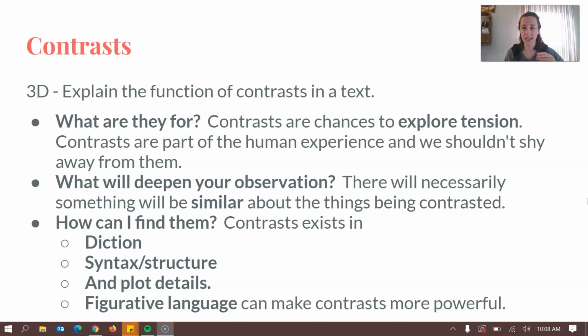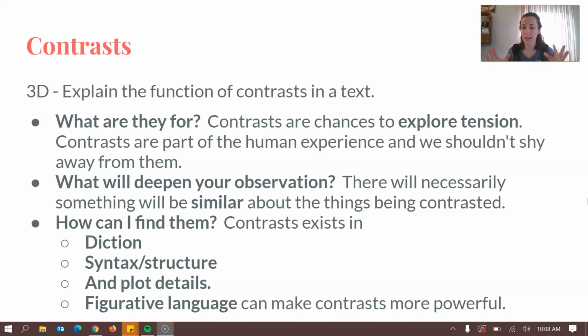They are chances to explore tension. Contrasts are part of the human experience, and we shouldn't shy away from them. We should pour into them. What will deepen your observations? There will necessarily be something similar about the two things you've encountered in your reading, and that is where you'll find some really interesting assertions to make. How will you find those observations, those ideas that you want to explore in contrasts? You're looking for diction, sentence structure, plot details, sure, and then lastly, the figurative language that an author might use to show you they're trying to pull two things together.